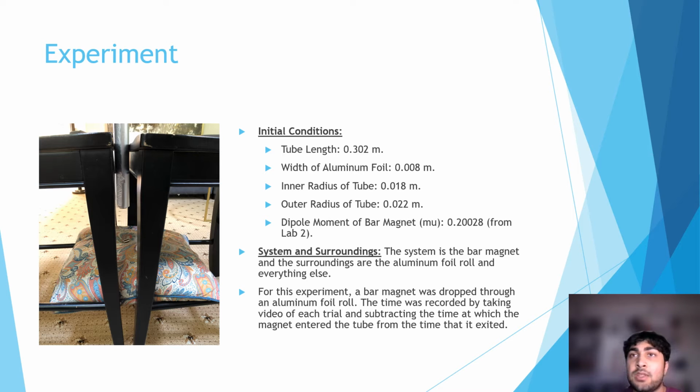The system and surroundings: the system is the bar magnet, the surroundings are the aluminum foil roll and everything else. This is a very straightforward experiment consisting of a simple procedure. A bar magnet was dropped through an aluminum foil roll. The time is recorded by taking a video of each trial and subtracting the time at which the magnet entered the tube from the time that it exited.